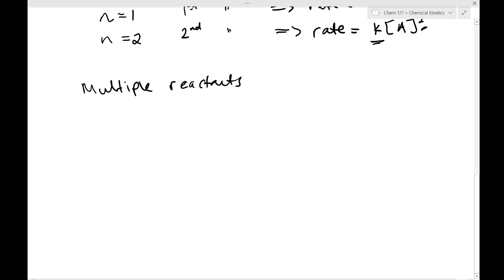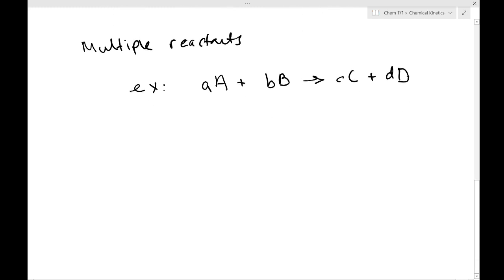We haven't talked about this. We've only talked about the case where we have a single reactant reacting in the reaction. Say that 5 times fast. In this case, we want to look at something that's a little bit more complicated. So let's say A is reacting with B to form C and D. This is our generalized multiple reactant reaction.